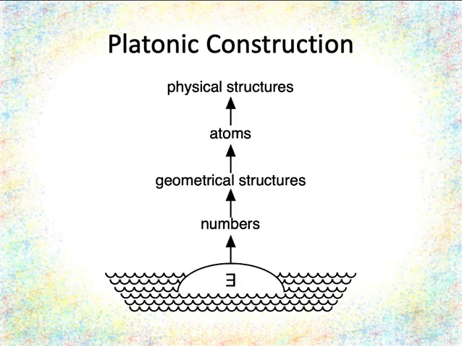This is Platonic construction. We start with the existential quantifier, being itself, the One at the bottom, which produces numbers, which produce geometrical structures, which produce atoms, which produce complex physical structures. That's how Plato did it in the Timaeus.